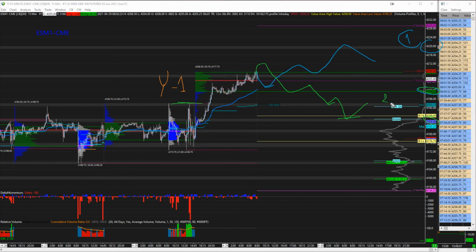So that's scenario 2. So we test 93.75, prior day's high, which is also the overnight mid at the moment. And we test the value area high from yesterday, which is at 85. And here we take out the overnight high to 12. That's scenarios 1 and 2.